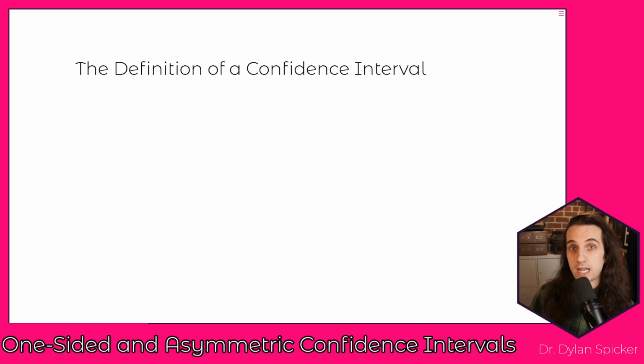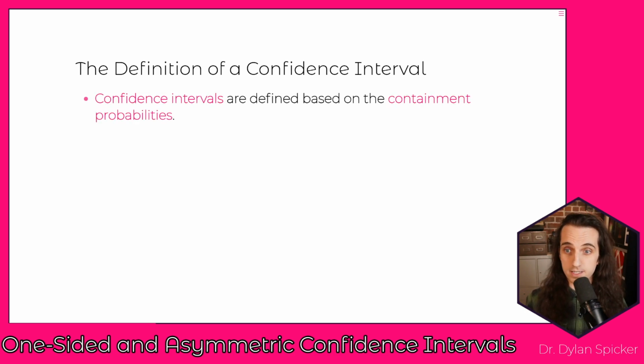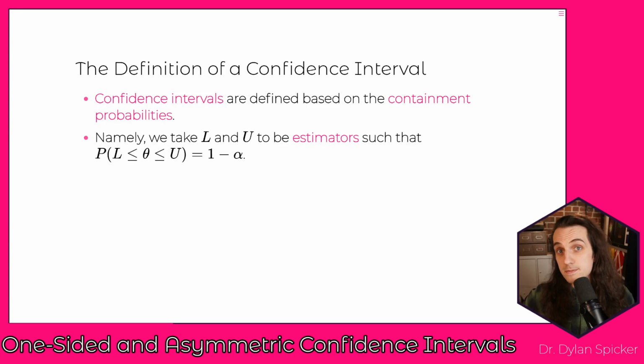So to think about how we might generate an asymmetric or a one-sided confidence interval, it's worth thinking about the definition of a confidence interval. And so confidence intervals are always going to be defined based on containment probabilities. So specifically, a confidence interval is going to be given by two estimators, which we'll call L and U here. And they're defined such that the probability that the true value falls between L and U is going to be 1 minus alpha, right? To get a 100 times 1 minus alpha % confidence interval.